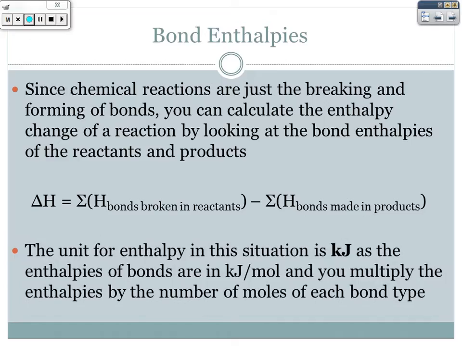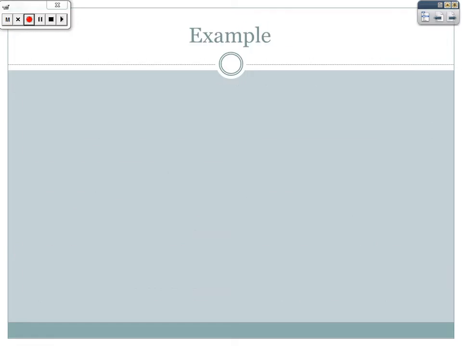And the unit for enthalpy in this situation is kilojoules, as the enthalpies of bonds are in kilojoules per mole, and you multiply the enthalpies by the number of moles of each bond type. Now we're going to do an example, and there's going to be a lot of words, and I want you to not stress too much about it. Just take it step by step.